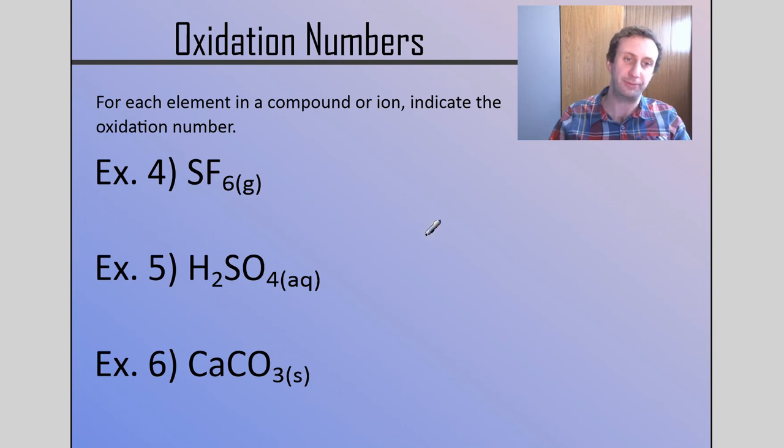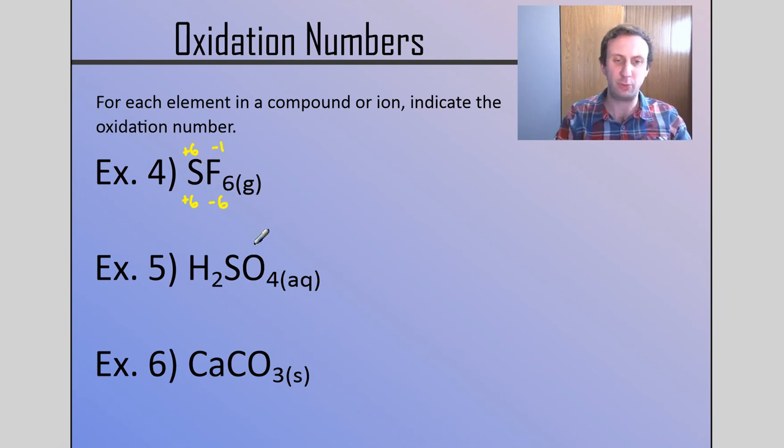Okay, some more examples. For number 4, SF6, I know that fluorine, because it's so electronegative, is going to get its charge. So I put fluorine at -1. So times 6 means I have -6 from the fluorines. That means sulfur has to be +6. So that's going to be +6. I have just 1, so it's got to be +6 for the 1 sulfur.